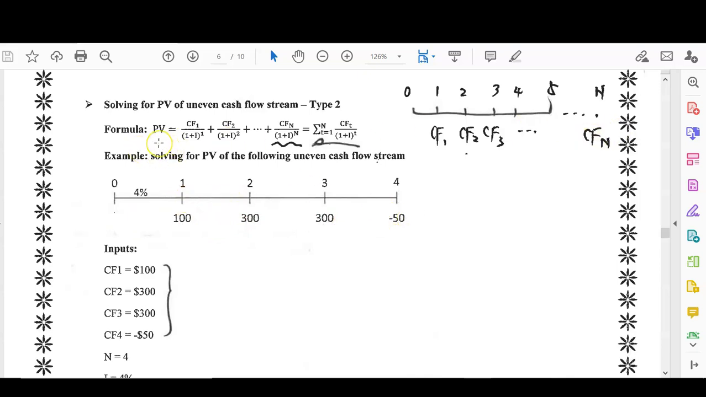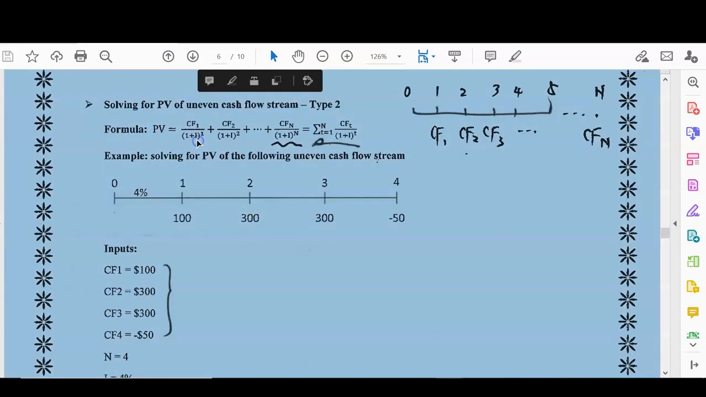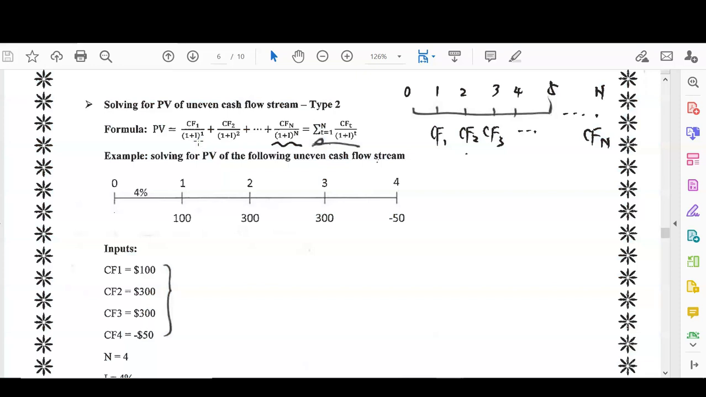The formula we are going to use is present value of this uneven cash flow equals all the cash flows from cash flow 1, 2, 3 to cash flow n, divided by the appropriate interest rate. Okay, cash flow 1 should be divided by 1 plus interest rate to the power of 1 because we're just discounting cash flow 1 for one period to time 0. From time 1 to time 0, there's only one period. So we just discount just by ones.